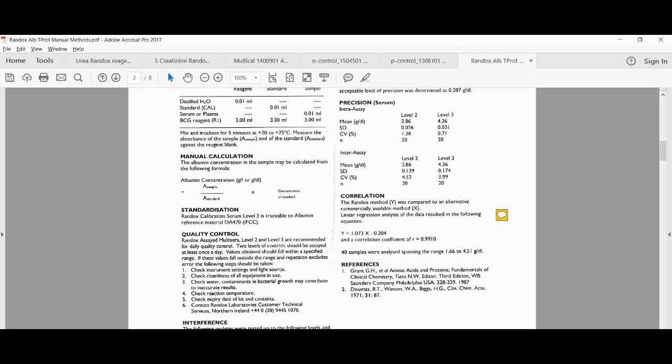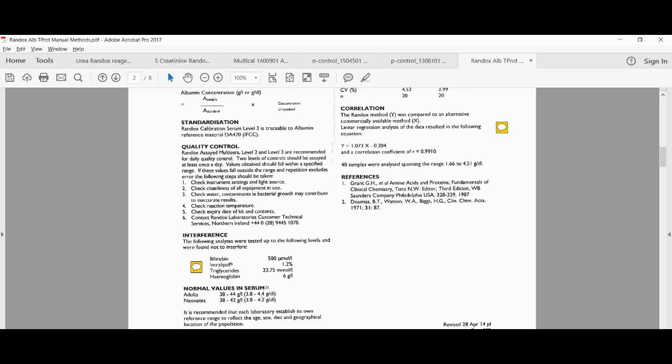So other information on this sheet is quality control, Randox, assay, multi-serum. Okay, we've talked about quality control. You must run a minimum of 2 controls on your samples, and all they say is if your controls are out, you must look for these things: check the light source, check whether the instrument is clean, and equipment, etc. So that's just troubleshooting if your controls are out of range.